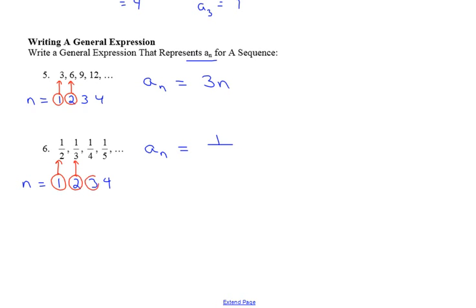What do I have to do to the 3 to get a 4? What do I have to do to the 4 to get the 5? Well, if you look at each one of these n's, all I have to do is add 1. So the rule is 1 over whatever the n is and add 1 to it.